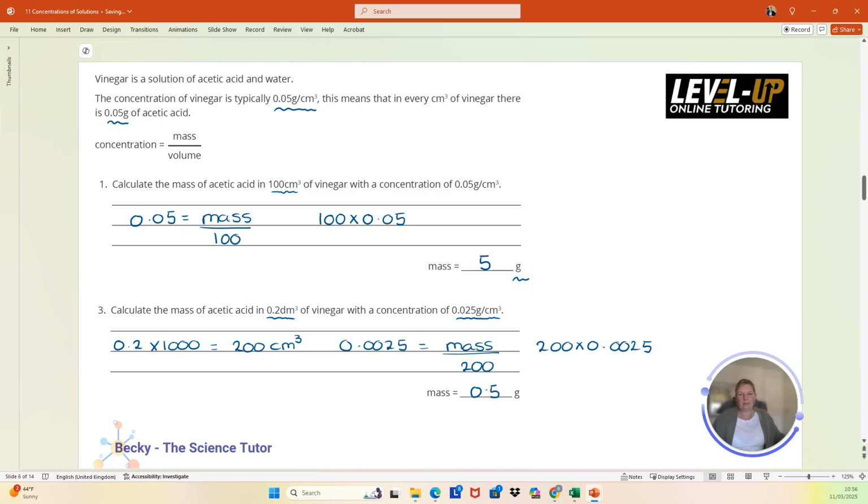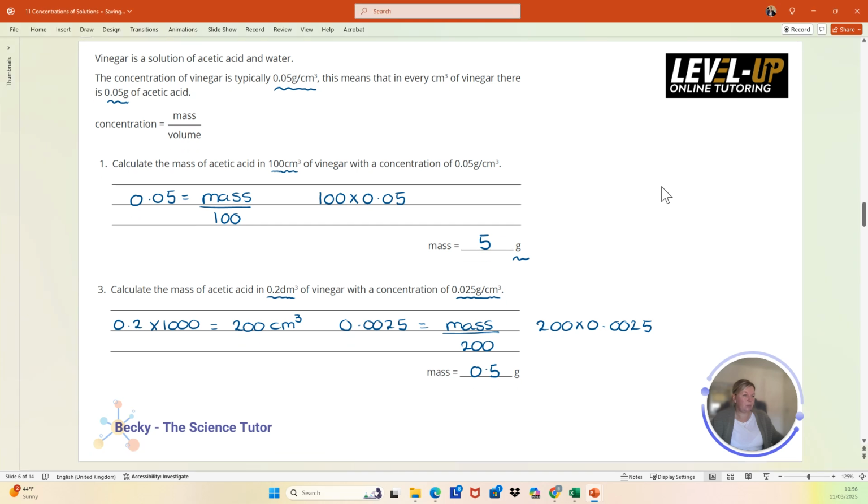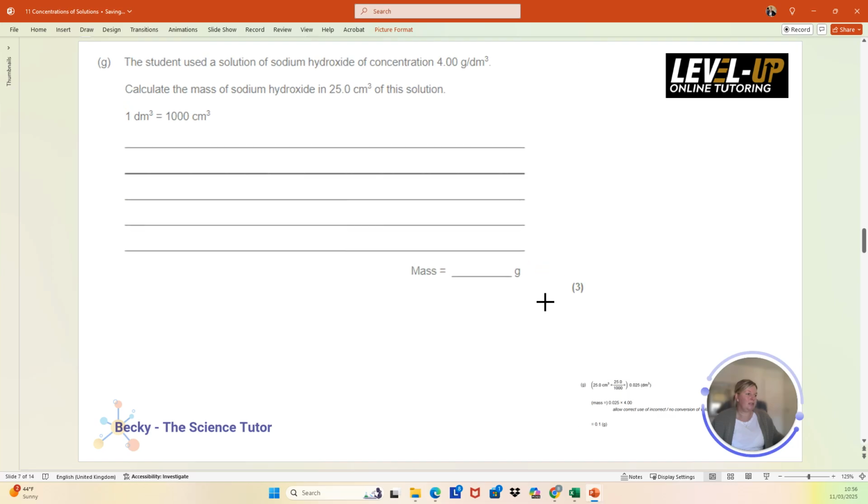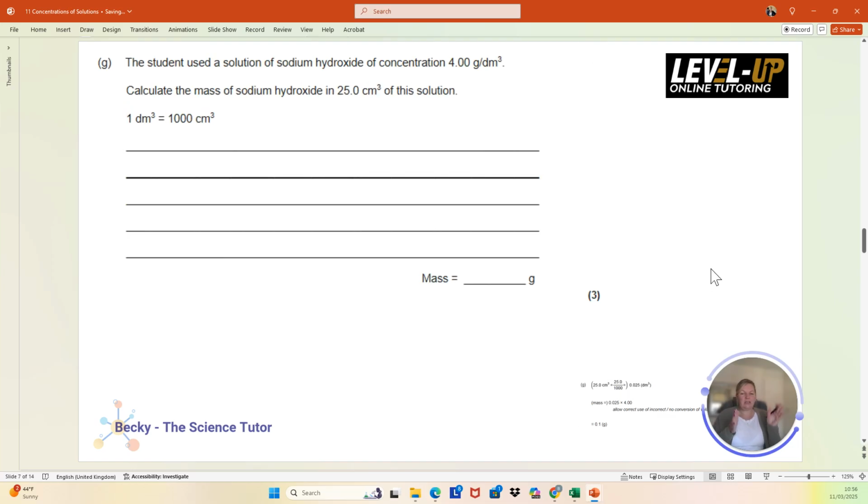Okay, so how will that look in an exam question? So here's a typical exam question, and you can see because we are asked to calculate mass, it is a 3 mark question because we need to rearrange that equation to find that mass. Okay, so we've got the student used a solution of sodium hydroxide with concentration 4 grams per decimeter cubed. Calculate the mass of sodium hydroxide in 25 centimeters cubed.